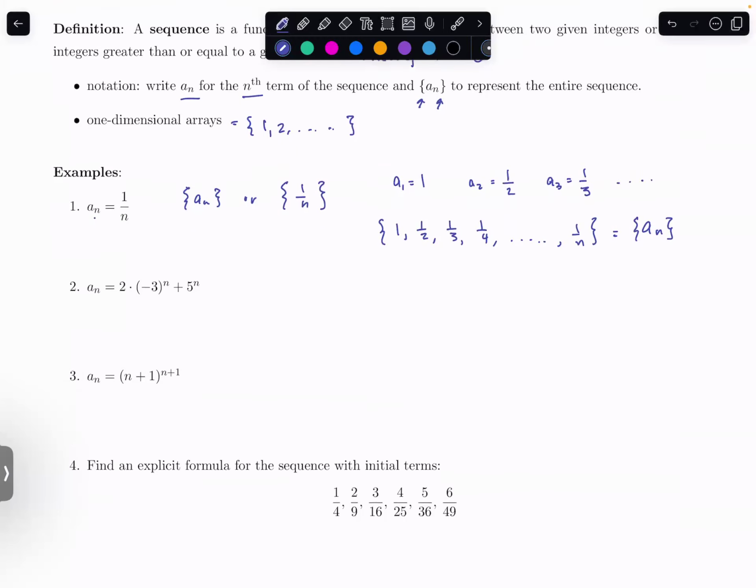A sub n here on number 2 is 2 times -3 to the n plus 5 to the n. So A1, the first entry in the sequence, would be 2 times -3 to the first plus 5 to the first. So that would be -6 plus 5, so -1. A2 is going to be 2 times -3 squared plus 5 squared. So that's 2 times 9 is 18, and 25 is 43.